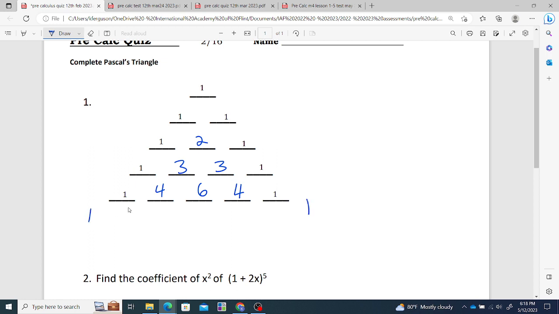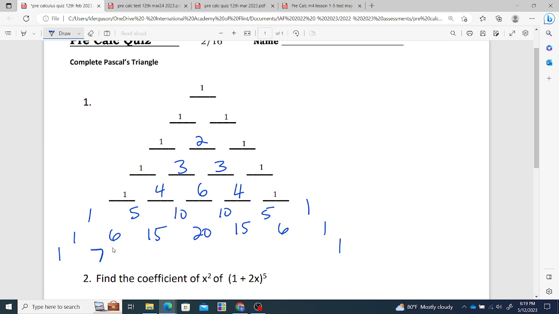So I've got 1 and 1. 1 plus 4 is 5. 4 plus 6 is 10. 6 plus 4 is 10. 4 plus 1 is 5. 1 and 1. 1 plus 5 is 6. 5 plus 10 is 15. 10 plus 10 is 20. 10 plus 5 is 15. And 5 plus 1 is 6.